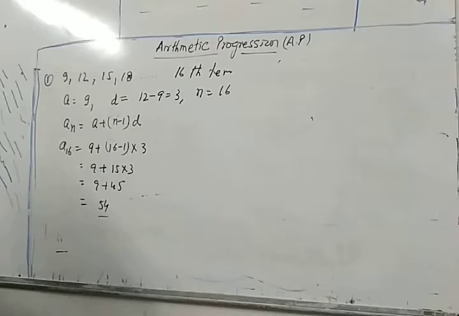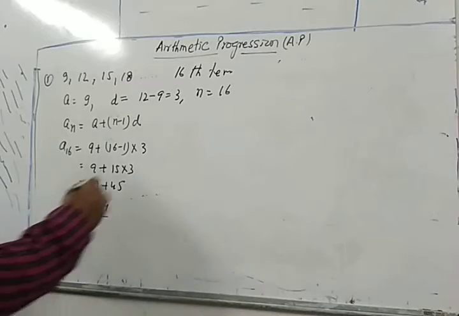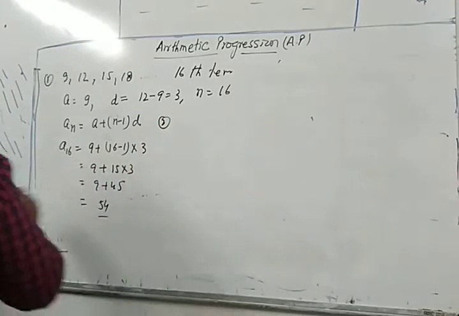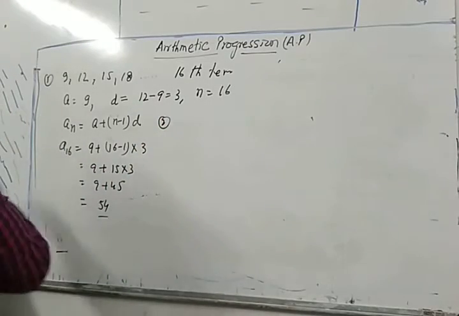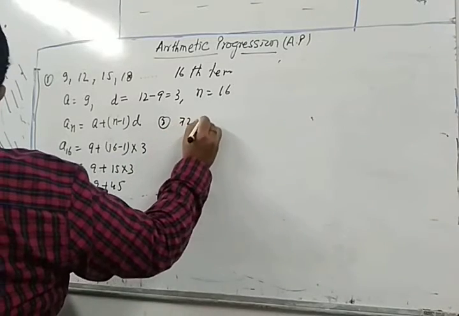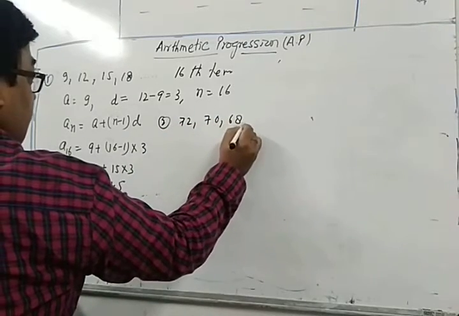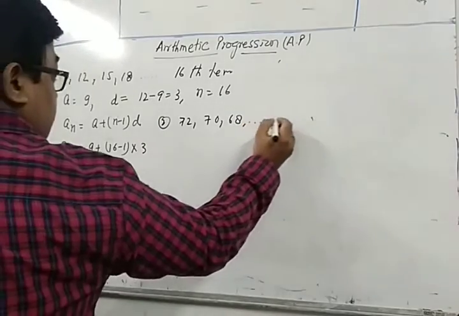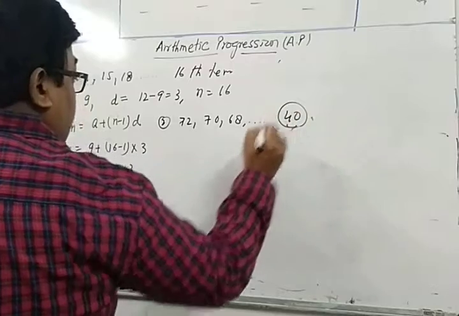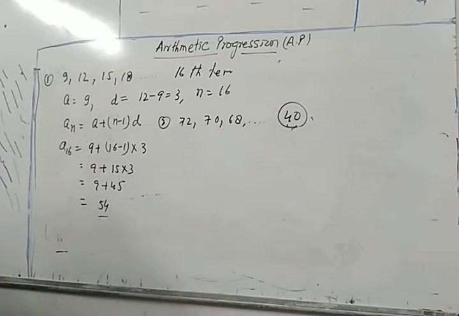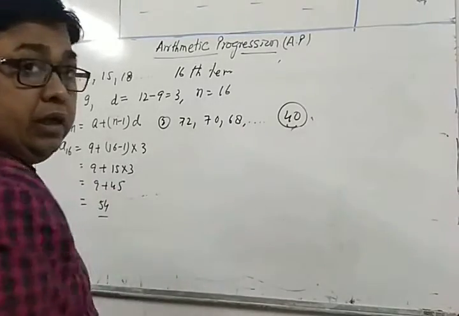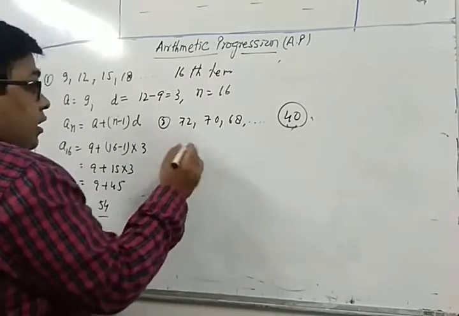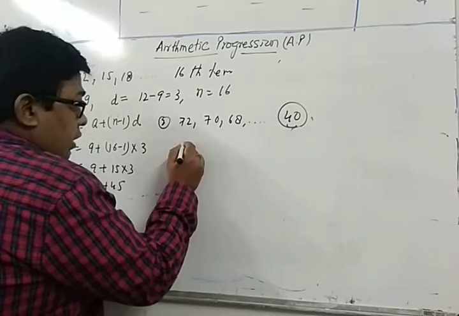One another question. Suppose that there is one sequence given, that is 72, 70, 68 and so on, and they are asking which term of this series is 40. They are asking which term of the sequence this is 40. That is the question.